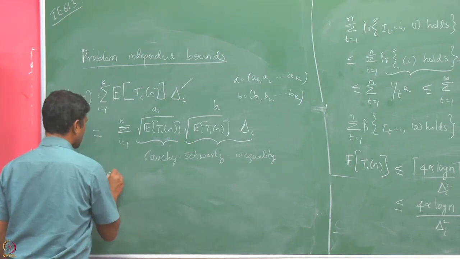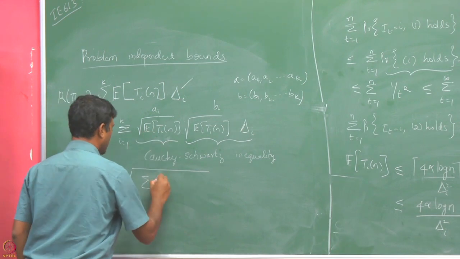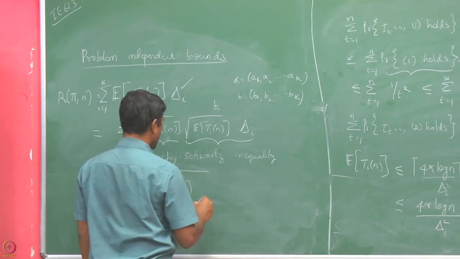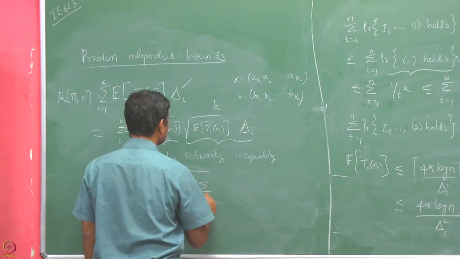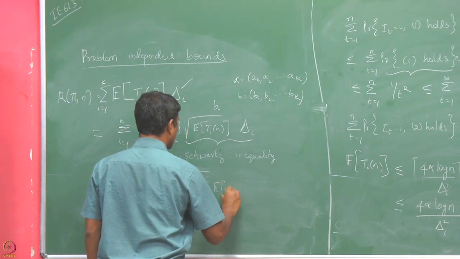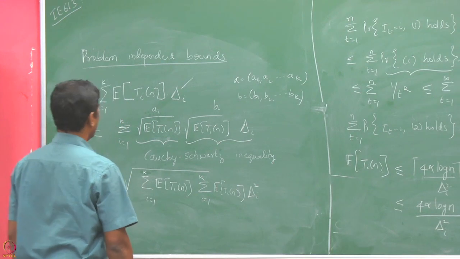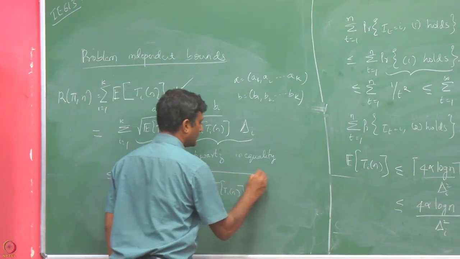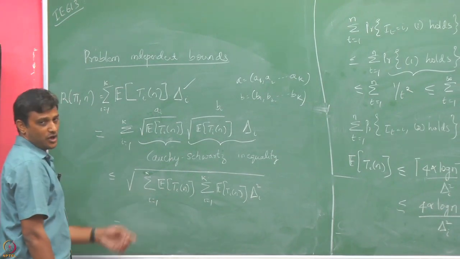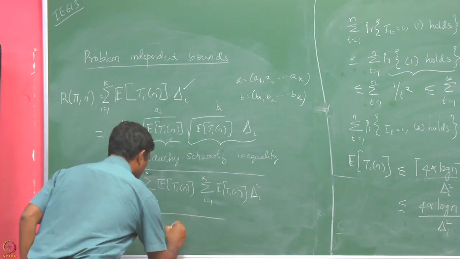By the Cauchy-Schwarz inequality, we know that this is upper bounded by the square root of the sum of squares of each term. So the first term gives me the sum over i equals 1 to k of the expectation of T_i(n), and the second term gives me the sum over i equals 1 to k of the expectation of T_i(n) times delta i squared. Now I know that the expected number of pulls of arm i, summed over all arms, has to be equal to n. And what about this term? Let me keep it like that for the time being.